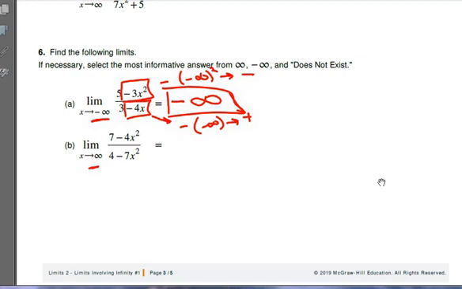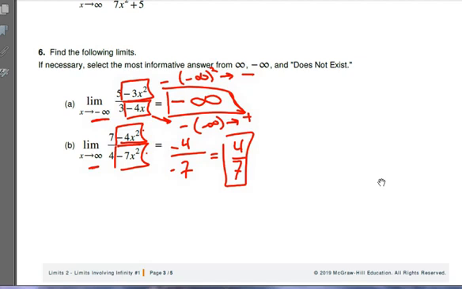And then part B, we have negative 4x squared, and the denominator negative 7x squared. So we've got a tie. So that's going to go to the coefficients. The coefficient here is negative 4. The coefficient here is negative 7. Now remember, we're always looking for the highest term, and that's these right here. Negative 4 over negative 7 can reduce to 4 over 7. And there we go.